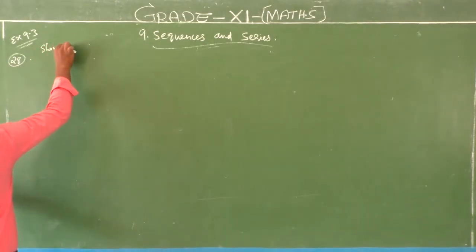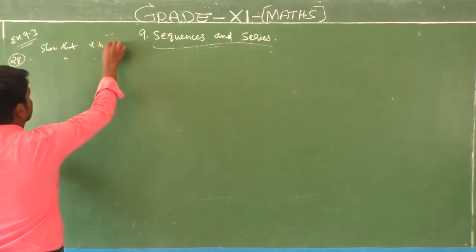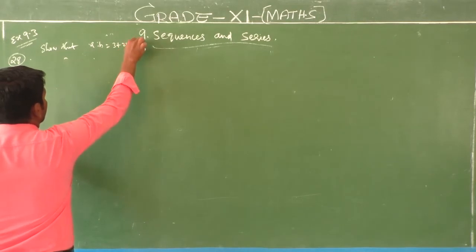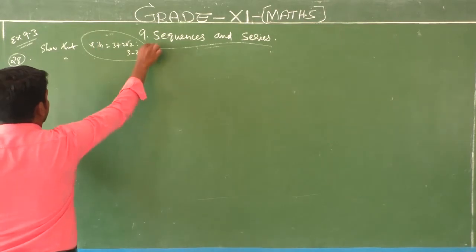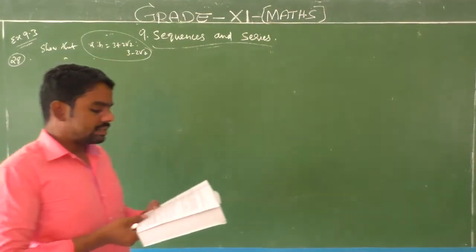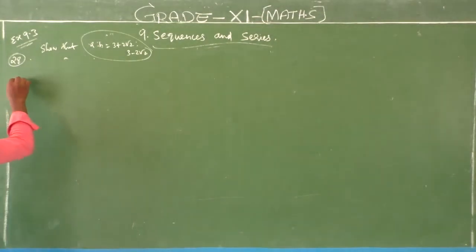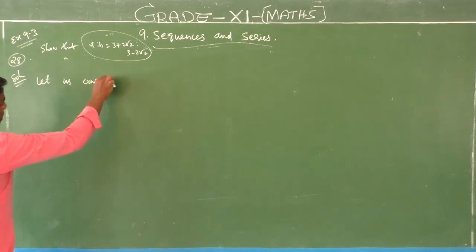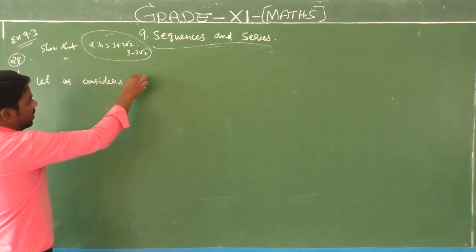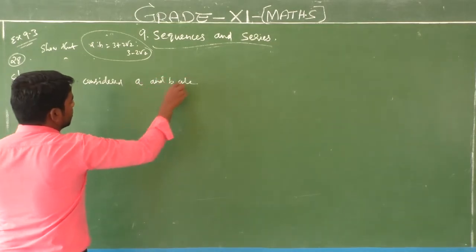Show that the ratio a is to b is 3 plus 2 root 2 is to 3 minus 2 root 2. Okay? This will be shown. The sum of two numbers is 6 times the geometric mean. Let us consider the solution. Let a and b be two numbers.